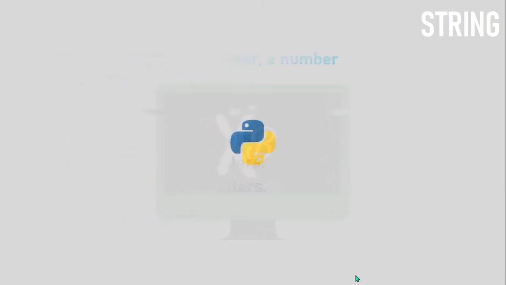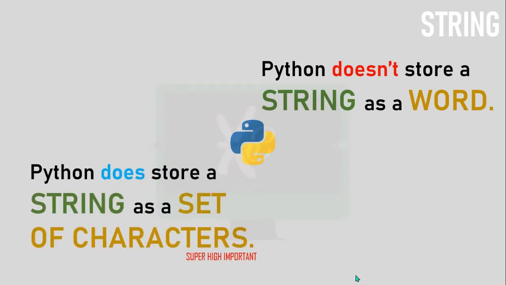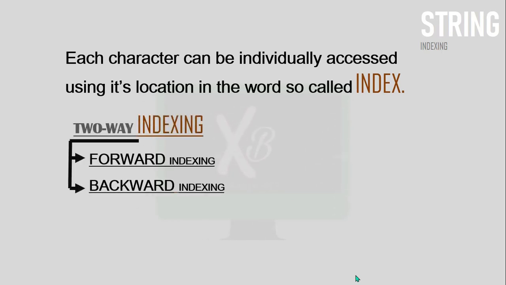Alright. Now, you see that Python does not store a string as a word, but Python does store a string as a set of characters. So you might have understood this because in the previous minute I showed you guys how we can say that it is a string. Alright, a string is a set of characters. This is very important. Let's talk about indexing. Each character can be individually accessed using its location in the word, the so-called index. We have two types of index: forward indexing and backward indexing.